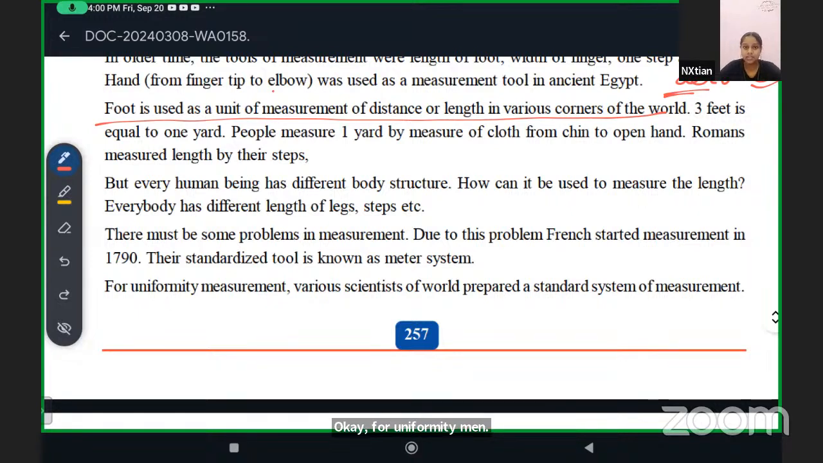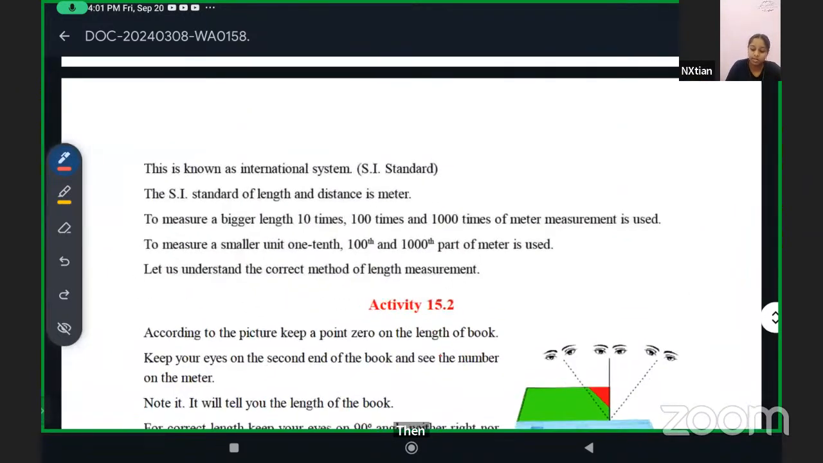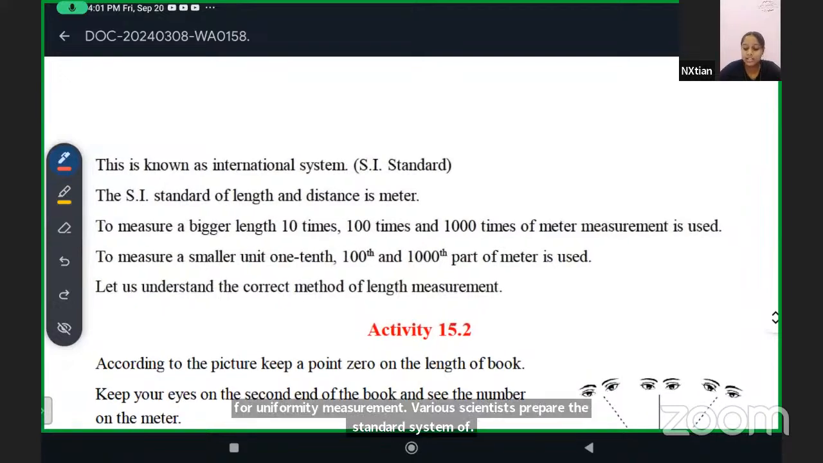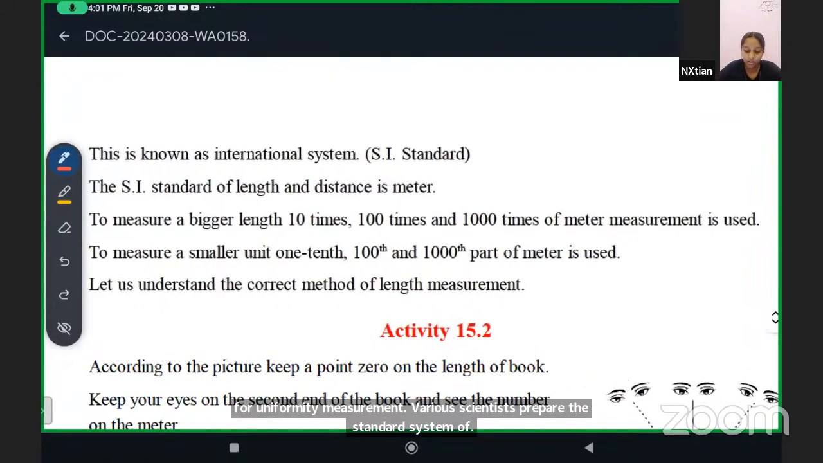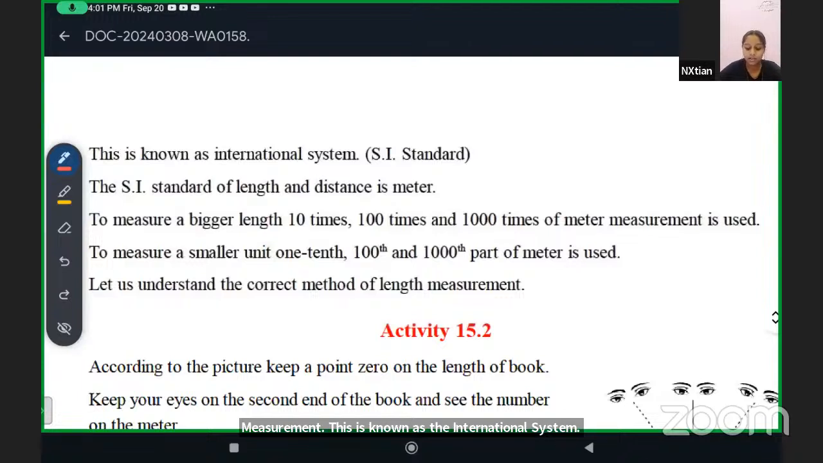Yes, the meter system is what we use. Centimeter, meter, millimeter, all that. Then, for uniformity in measurement, various scientists of the world prepared a standard system of measurement. This is known as the International System, and it is used across the world. The SI standard of length and distance is the meter.